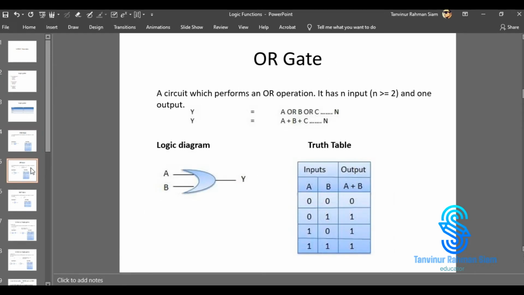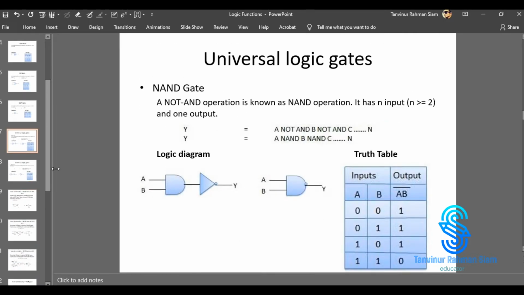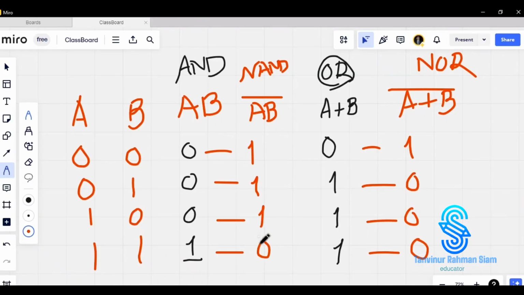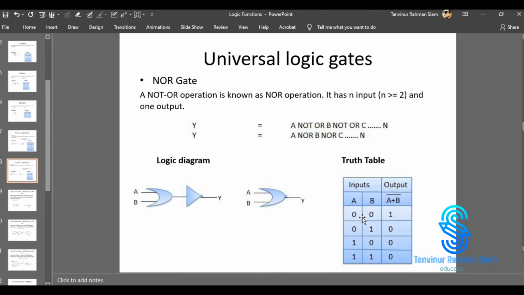with our book or the slide. So the NAND gate is done. Yes, NAND gate 1 1 1 0. Yes, done. After that we have the universal logic gate, that is the NOR gate. Truth table done. Yes, it's matched, so it's done. We are already done with our truth table.